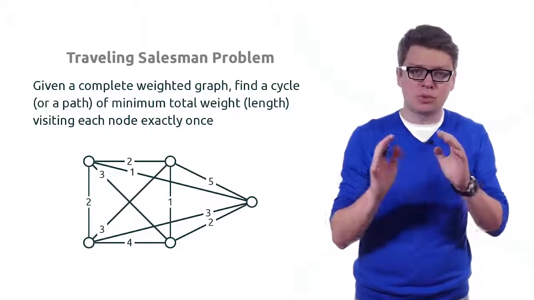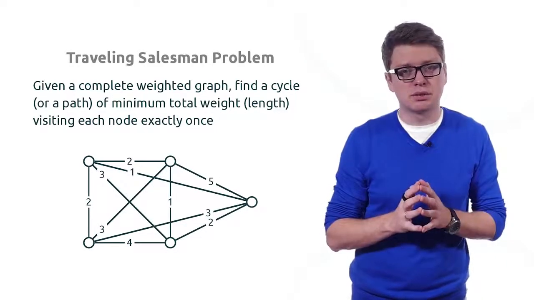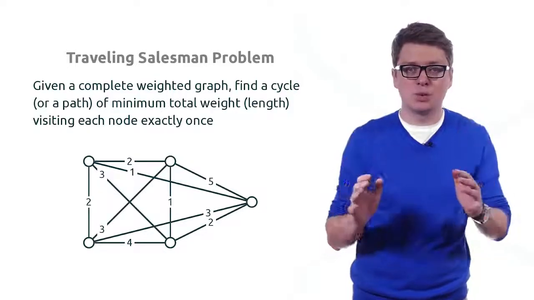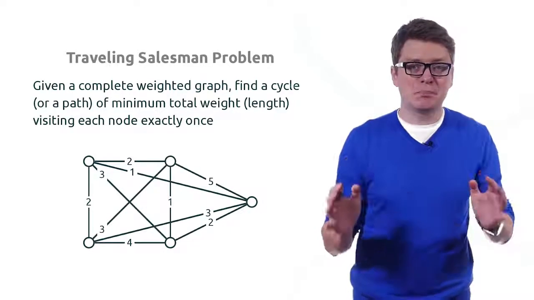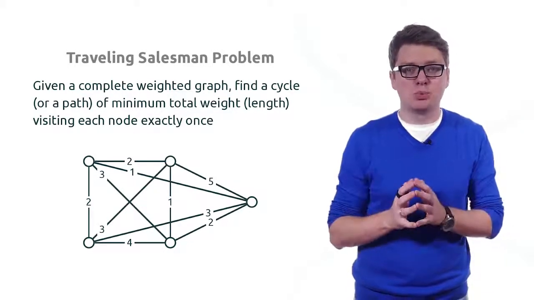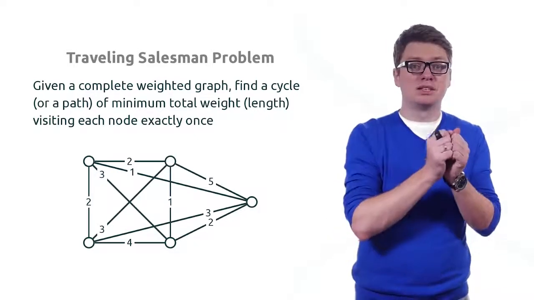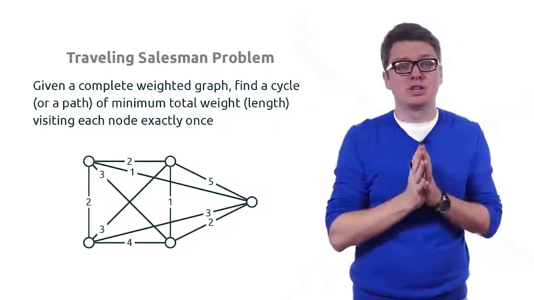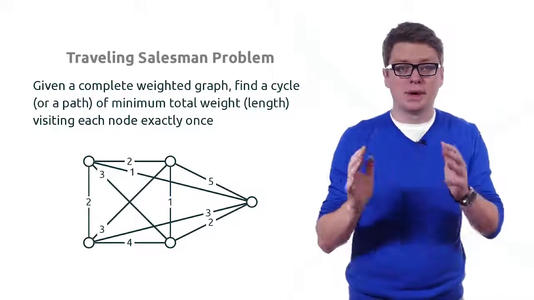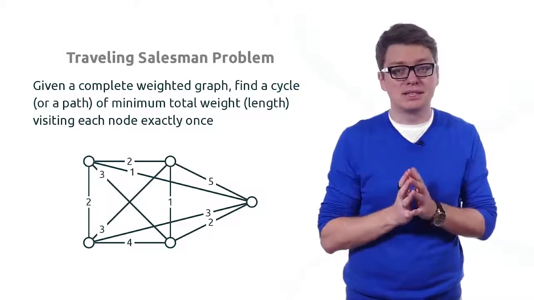Okay? So formally, the input to this problem consists of a complete weighted graph. By saying complete, I mean that there is an edge between every pair of nodes. And by saying weighted, I mean that there is a number on every edge. And this number we call a weight or just the length of this edge.